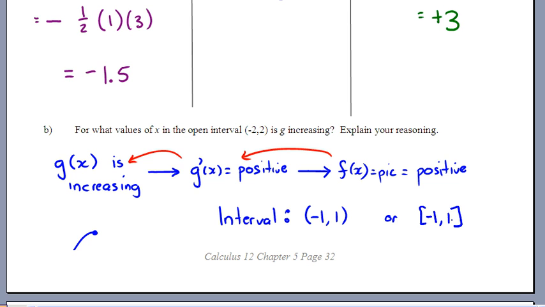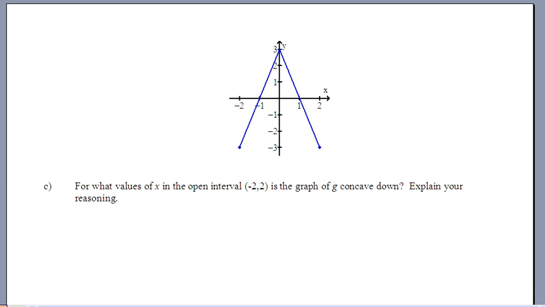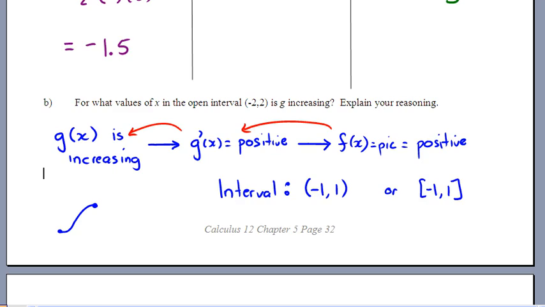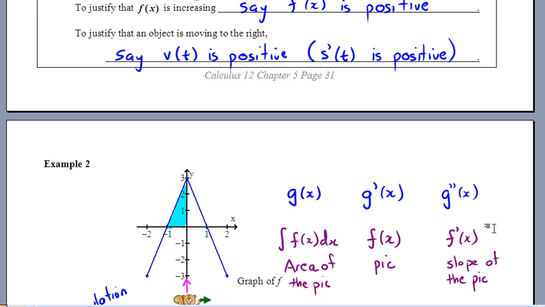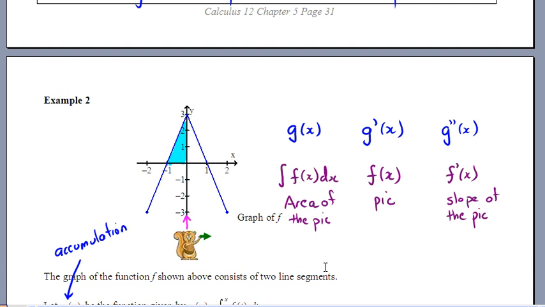Okay, and then they've got a couple more questions here. Same picture, just there as a courtesy for you. In fact, let's go back and bring in our little area gathering chipmunk.